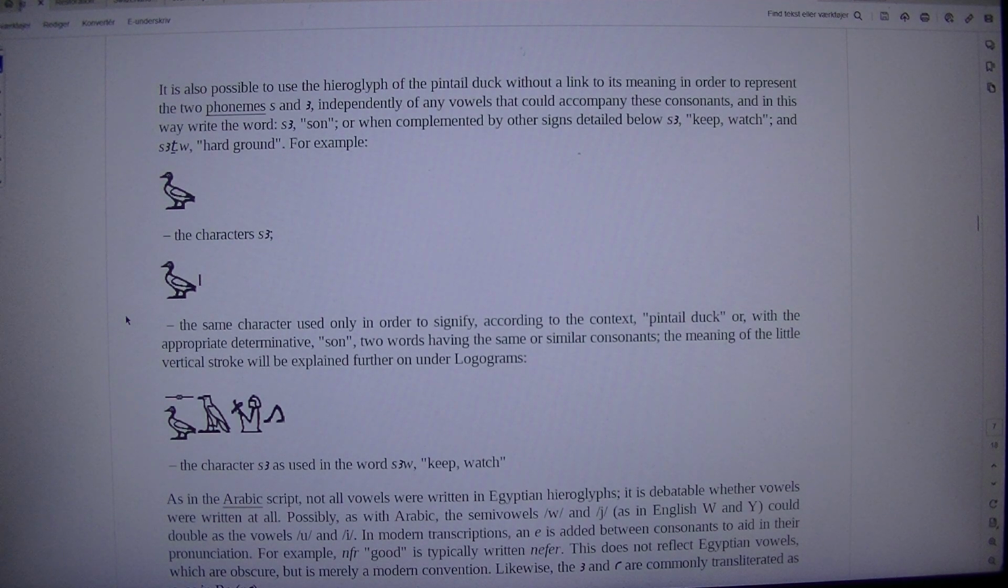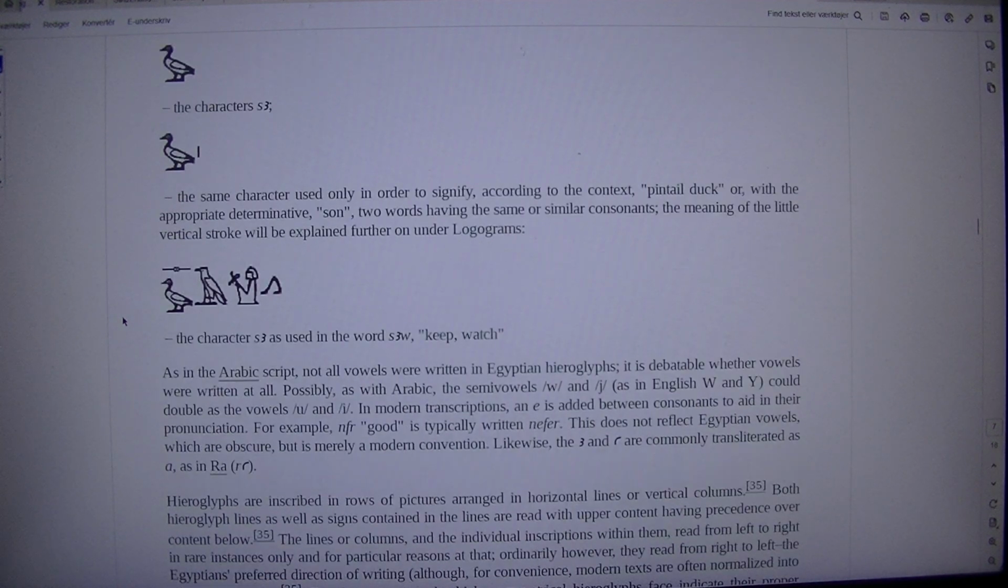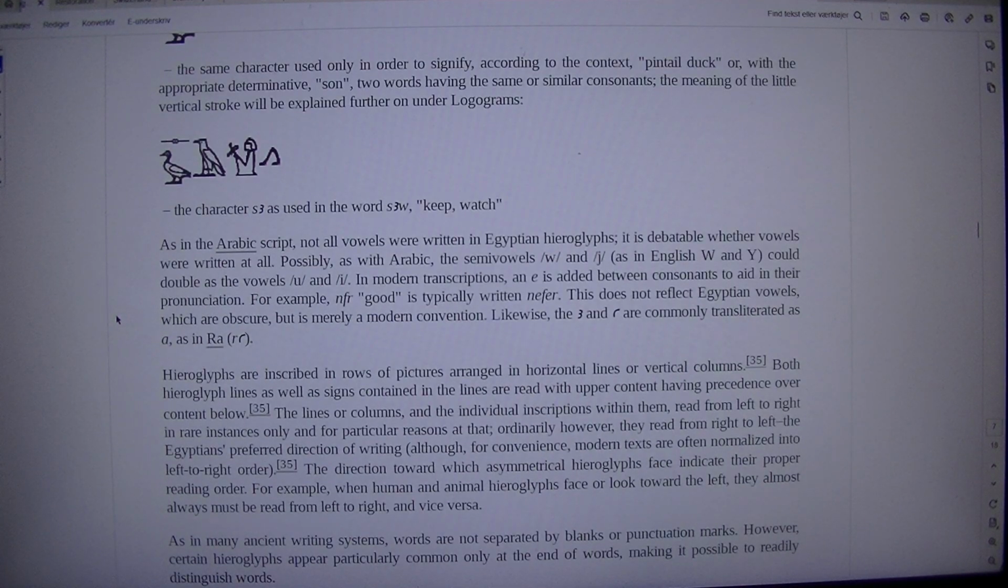The same character used only in order to signify, according to the context, pintail duck or, with the appropriate determinative, sun, two words having the same or similar consonants. The meaning of the little vertical stroke will be explained further on under logograms Z. G38. A47. D54. The character S as used in the word SW, keep, watch, as in the Arabic script.